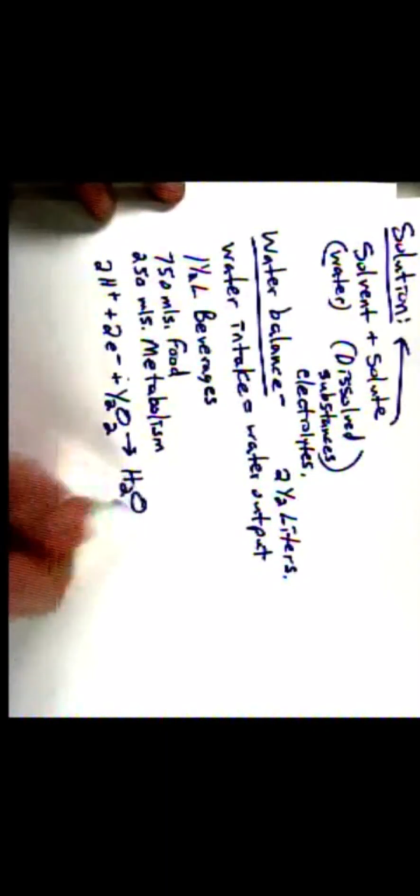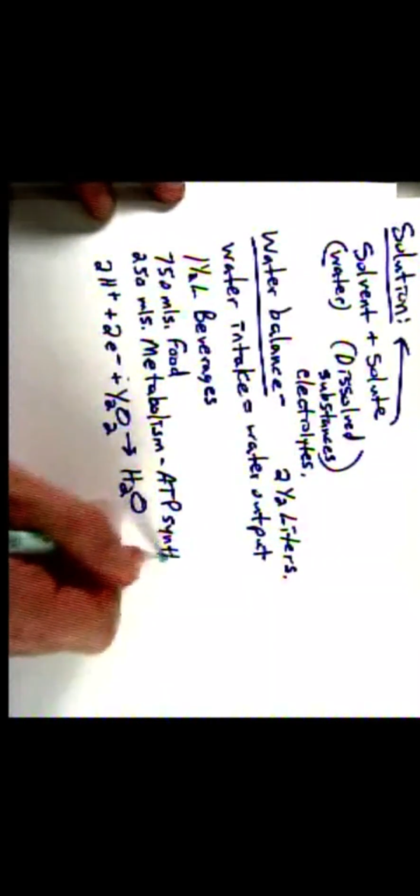And this metabolic water, which I write down here as metabolism, comes from this process. Do you remember at the end of the electron transport chain, 2 hydrogen ions plus 2 electrons plus a half of an oxygen combine to form H2O? And that's metabolic water. That comes from ATP synthesis. Since we're doing ATP synthesis on a daily basis, you make a small quantity of water, about 1/4 of a liter, 250 mils per day. And you retain that if you need it. That's what's referred to as metabolic water.